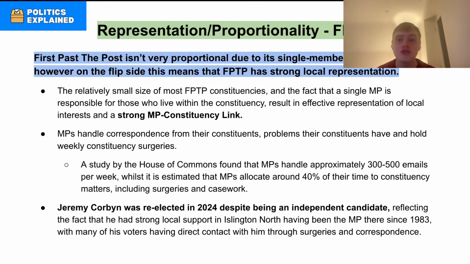The relatively small size of most first past the post constituencies and the fact that a single MP is responsible for those who live within the constituency result in effective representation of local interests and a strong link between the MP and the constituency. And what does that mean? That means that because everyone knows who their MP is, because there's only one MP per constituency and they're relatively small, around 73,000 voters, you can go to your MP.